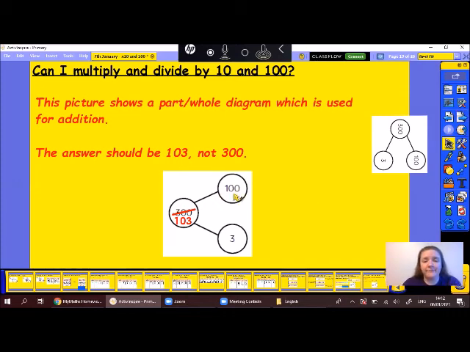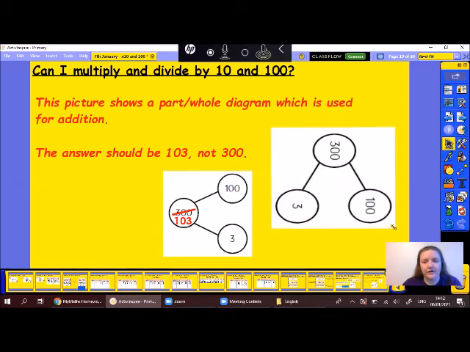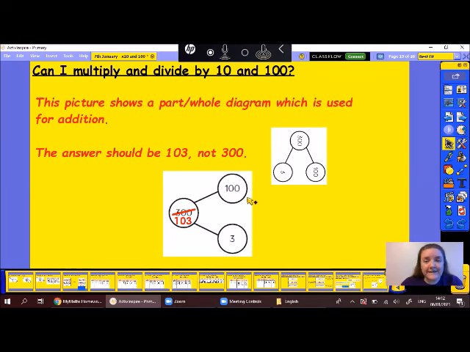Now you might be more familiar with this diagram this way round. We quite often look at them like this. I always think they look a bit like an octopus. What this should show us is addition. So we've got 100 in one circle, we've got 3 in the other circle. So actually the one that joins them should say 103, not 300, because we use it for addition. Well done if you spotted that.